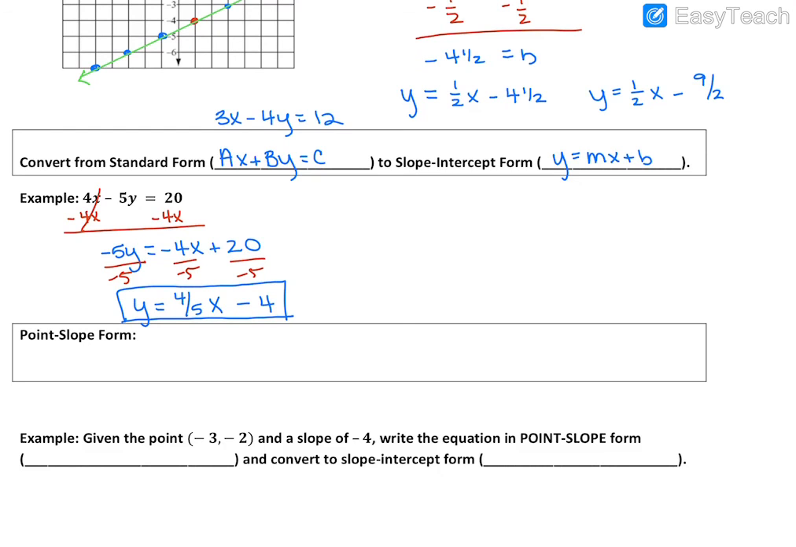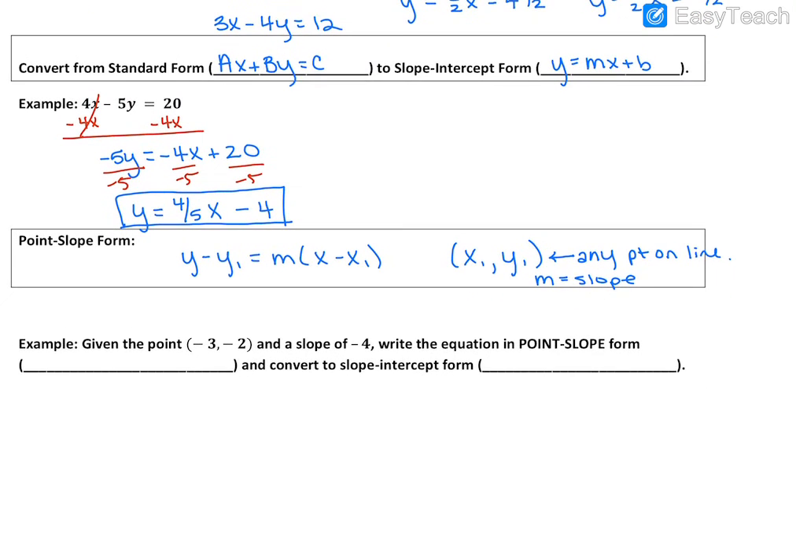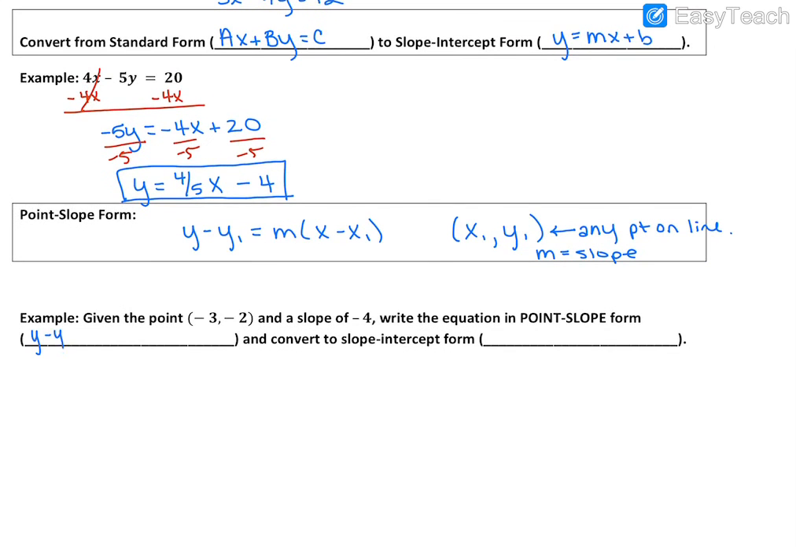The last form that we are going to talk about today is point-slope form. This is the one that's most often forgotten about. But y minus y1 equals m times x minus x1. And x1 comma y1 can be any point on the line. And then m is still going to be your slope. So this first example, it says, given the point -3, -2, and a slope of -4, write the equation in point-slope form. Remember, point-slope form is y minus y1 equals m times x minus x1.